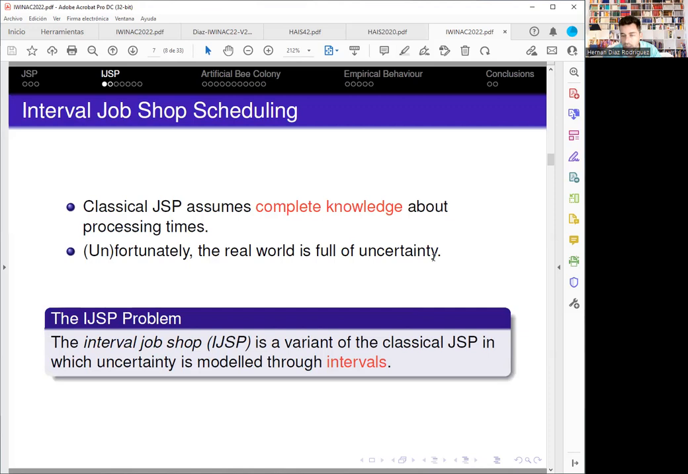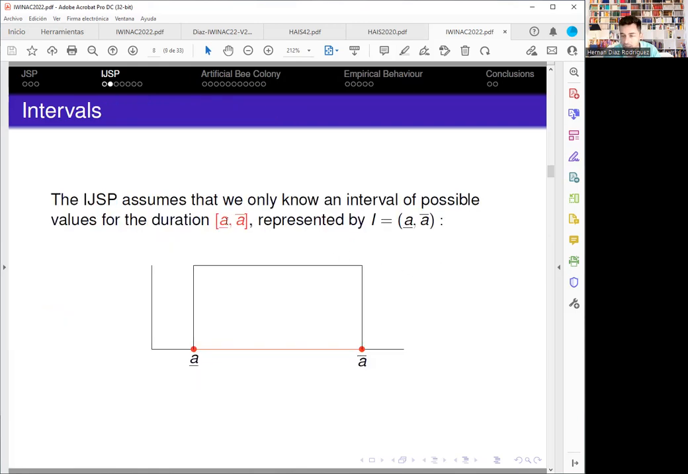Well, classical JSP assumes complete knowledge about the processing times, but the real world is full of uncertainty. The interval JobShop is a variant of the classical JSP in which uncertainty is modeled through intervals. So for instance, if an electrician or a plumber is coming to your house tomorrow, probably he will tell you that he will come from 6 to 8. And you could model this as an interval of time, so it could look something like this.